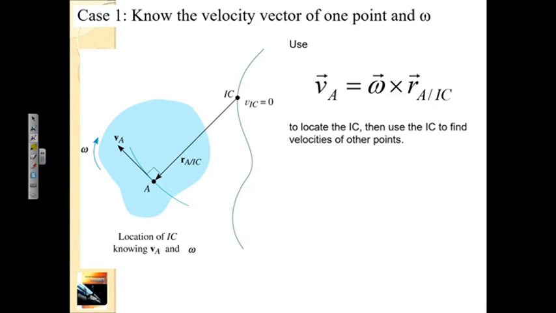If we know the velocity at some point on the body, VA, and we know the angular velocity of the body, we can figure out the location of our instantaneous center.